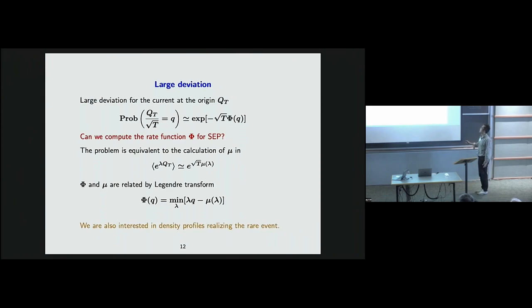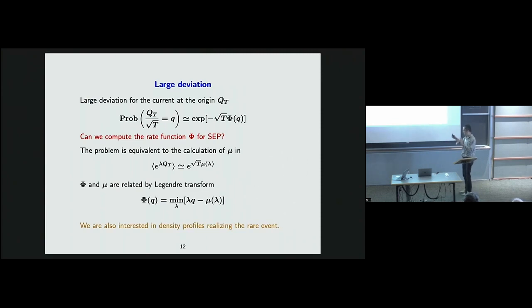Basically, we want to calculate this phi for the case of the symmetric exclusion process. Right? This is a probability, but by Legendre transform, this problem is equivalent to the calculation of the generating function for the current. So we can focus on the calculation of this average of e to the power lambda Qt, which is expected to behave like e to the power square root of t times mu of lambda. And we're interested in this mu of lambda. Once this is calculated, then phi, the large deviation function or rate function itself, can be obtained by doing a Legendre transform. Right? Maybe we can think that our primary goal is to calculate phi, but of course we are also interested in other quantities and behaviors of the system, for example.